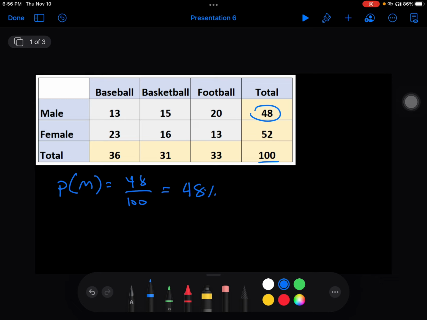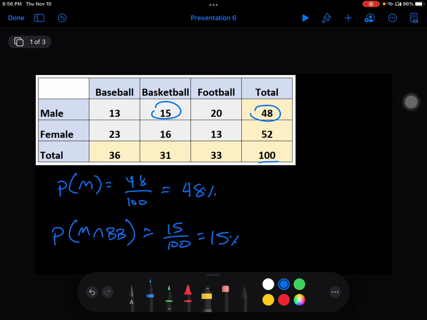Well, how about if we wanted to know the probability that a student is both male and plays basketball? Well, that's going to be the intersection there, a male who plays basketball, 15 over 100 total students. So that's 15% of students are both male and play basketball.